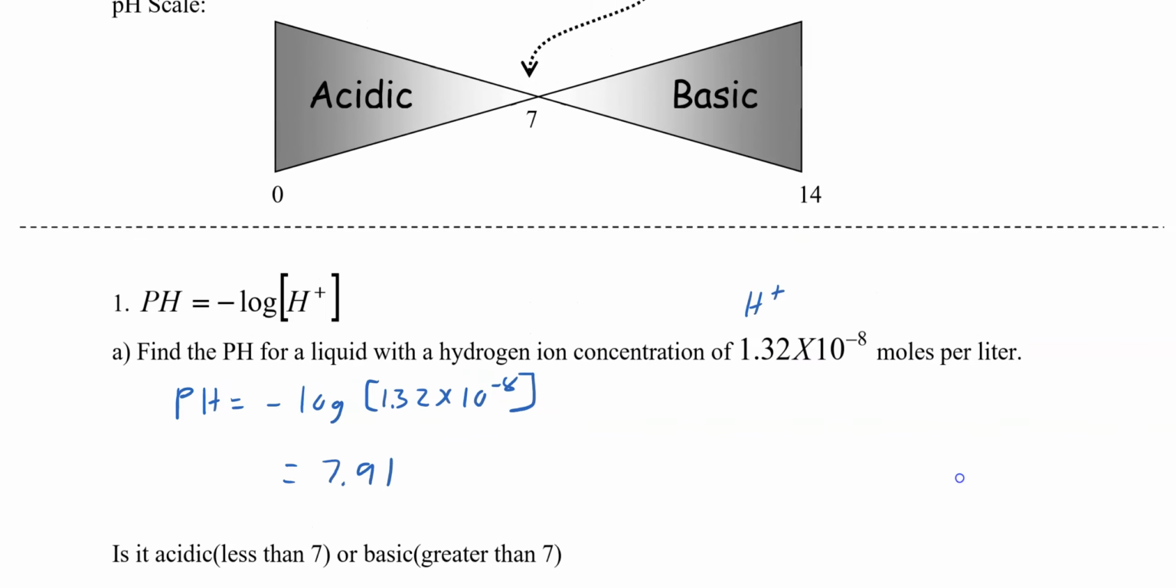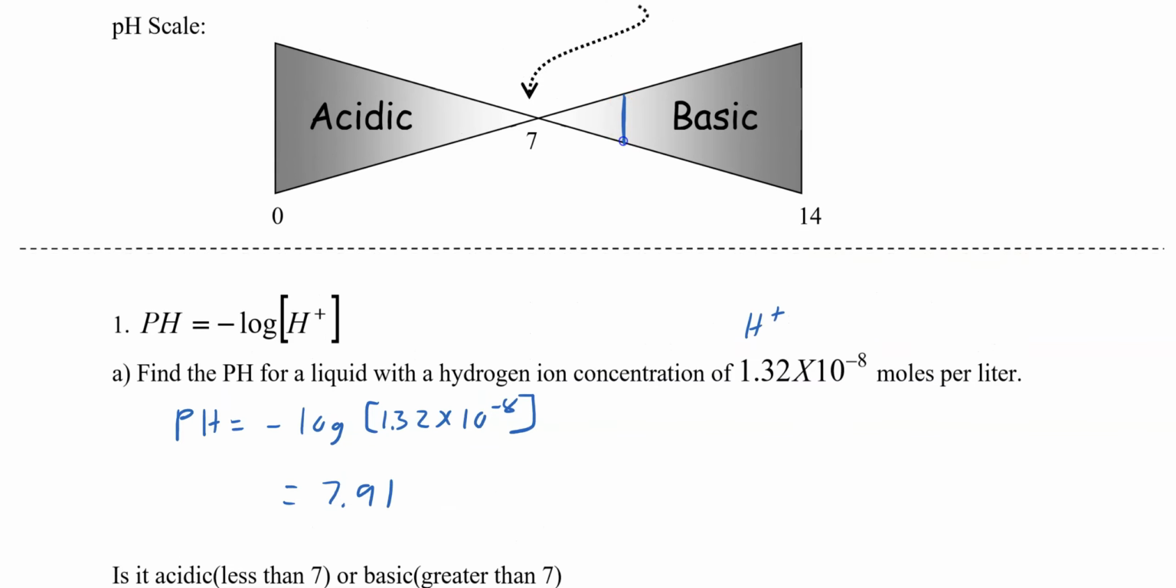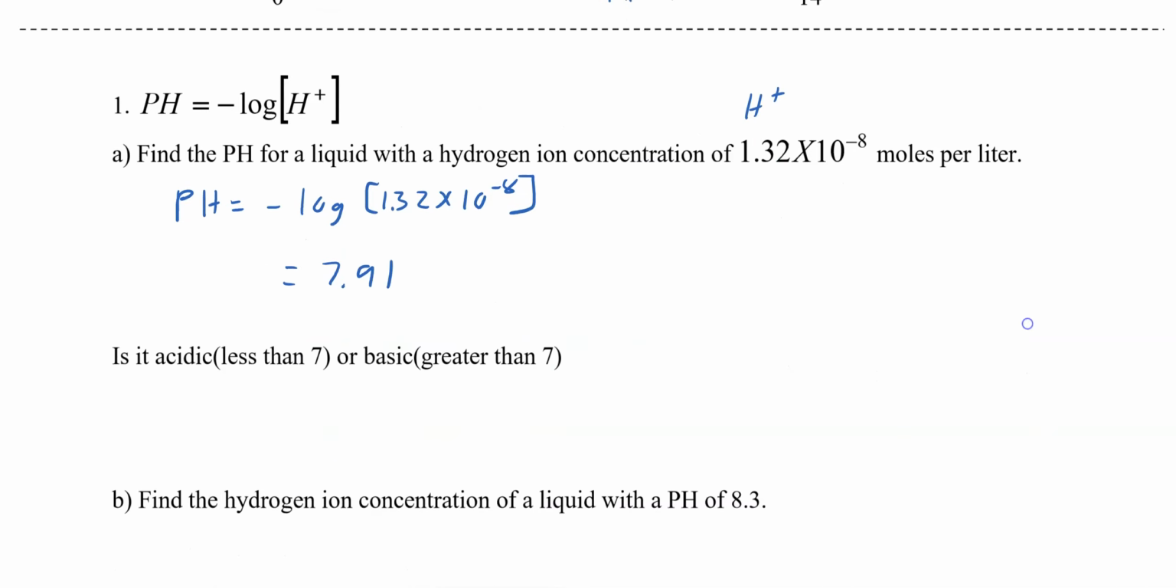So if you look at our scale here, 7.91 would be right about here. That's a 7.91, which makes it basic. So since 7.91 is greater than 7, we know that it is basic.